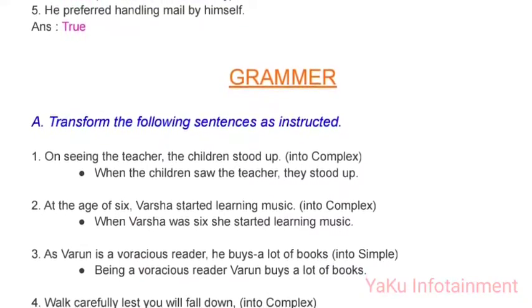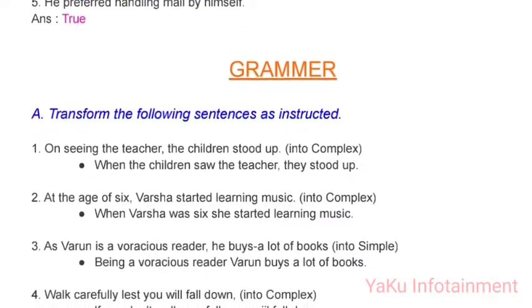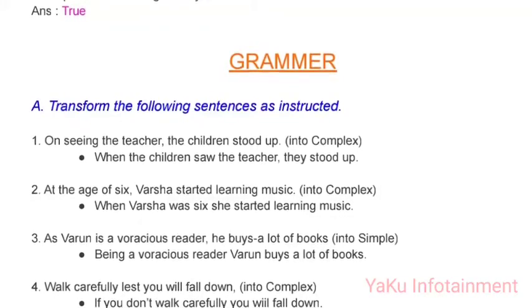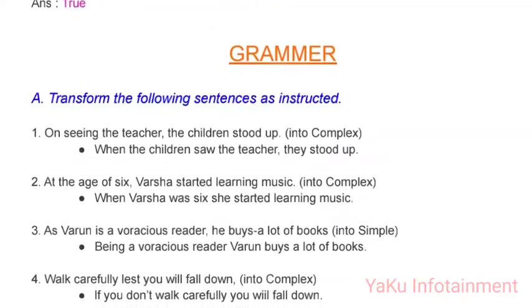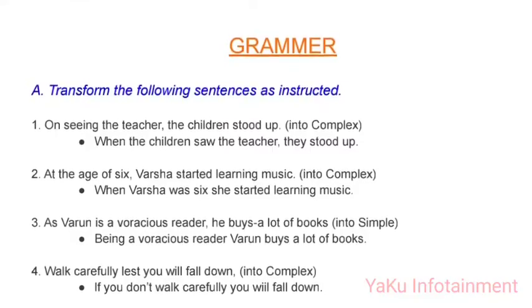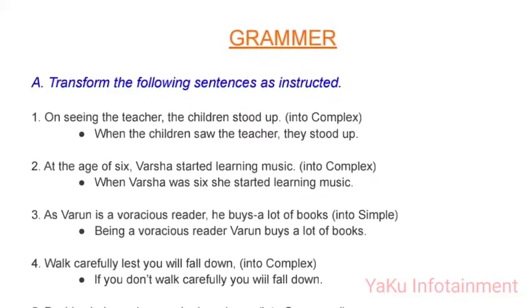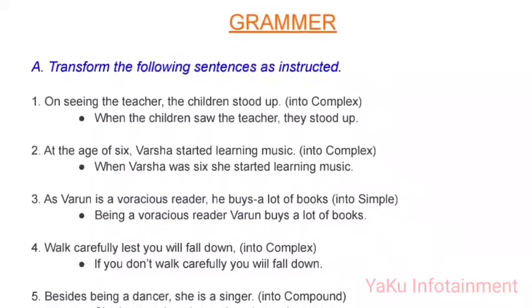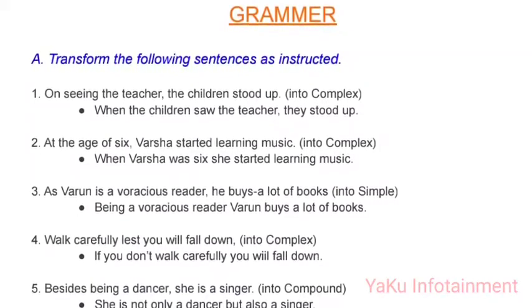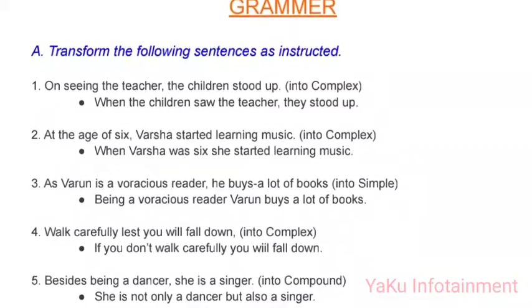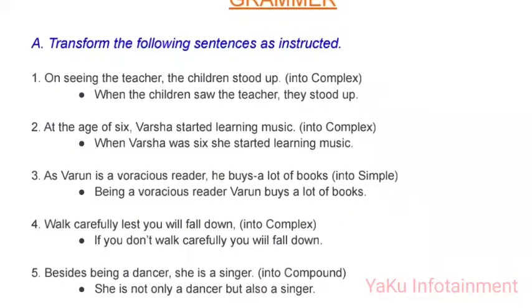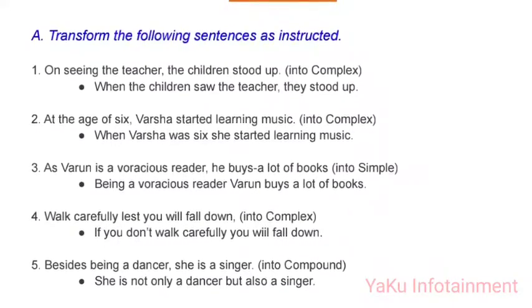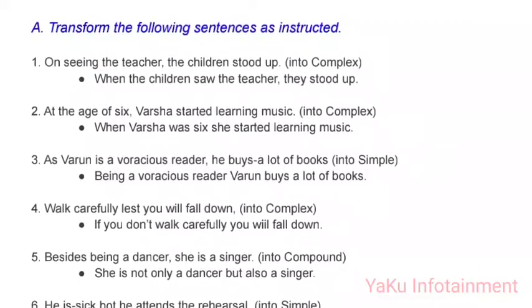2. At the age of 6, Varsha started learning music. Into complex. When Varsha was 6, she started learning music. 3. As Varun is a voracious reader, he buys a lot of books. Into simple. Being a voracious reader, Varun buys a lot of books. 4. Walk carefully lest you will fall down. Into complex. If you don't walk carefully, you will fall down.